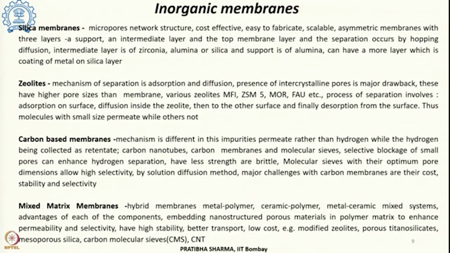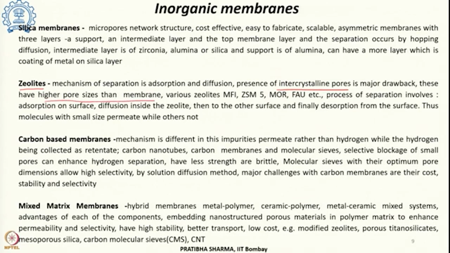The intermediate layer which is used can be of zirconia, alumina or silica, and the support is of alumina. There can be more layers than that, and there can be a coating onto the metal layer in the silica layer. Then the next class of materials that can be used are zeolites. In them the mechanism of separation is basically adsorption and diffusion, but the major drawback with these types of membranes is the intercrystalline pores, which have a larger size than the pore size of the membrane.